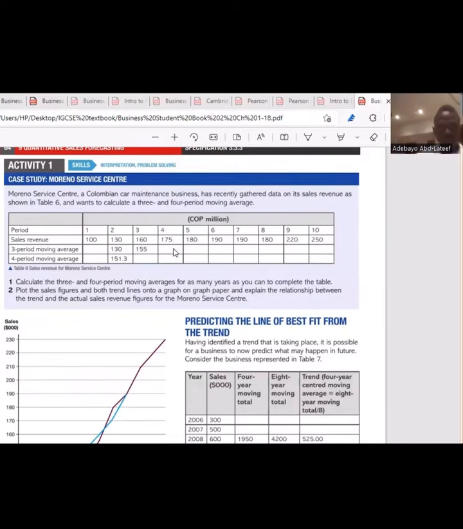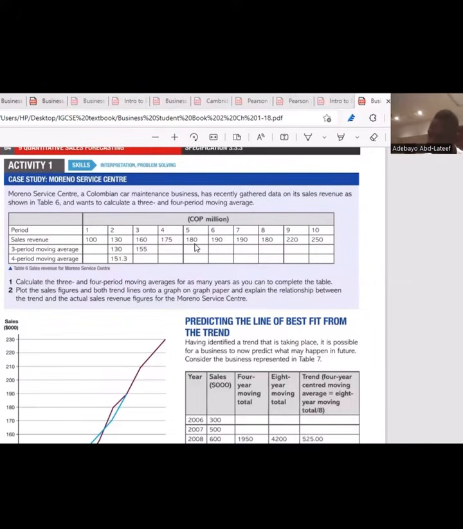So for year 5, you count from 175. 175 plus 180 plus 190. What does that give you? 181.6. Then you can write 182. Yeah. Year 5.